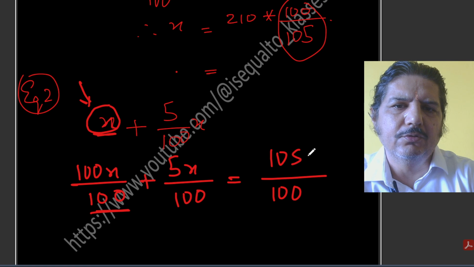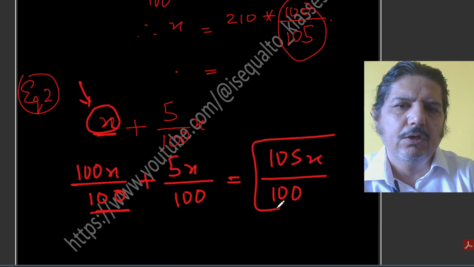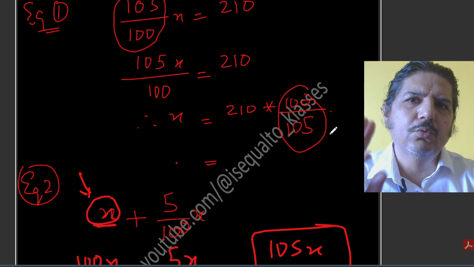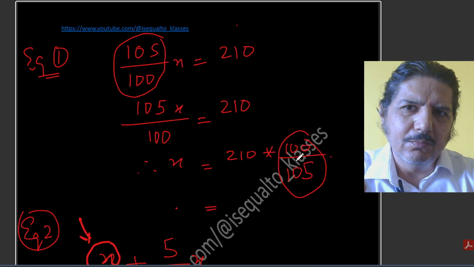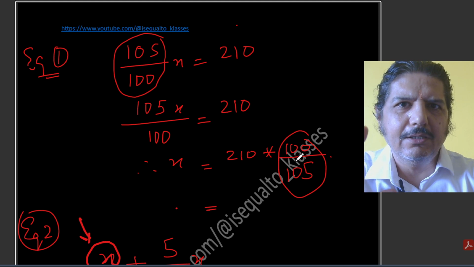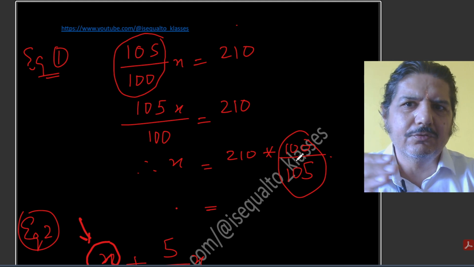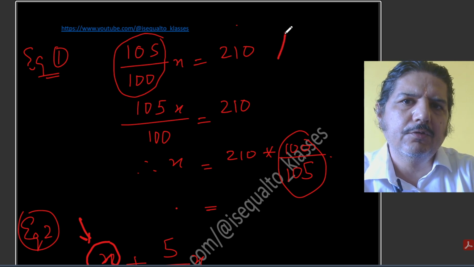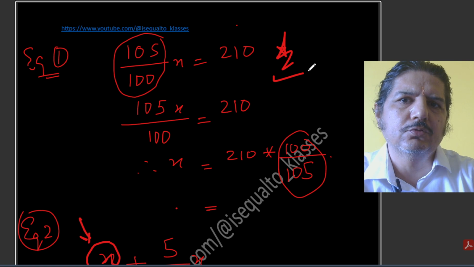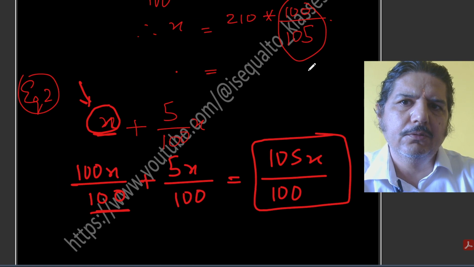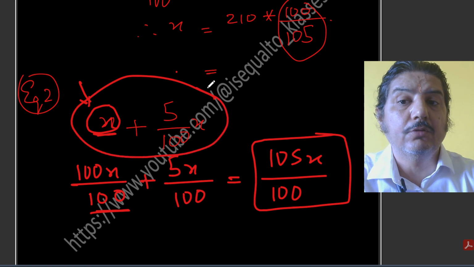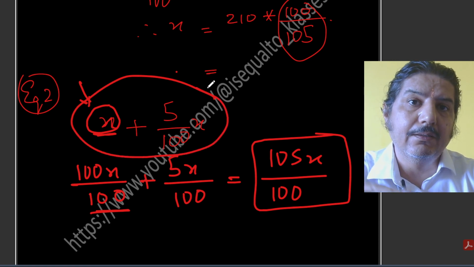This will be 105x. So what I'm trying to say is that these are the two kinds of equations that you should be very comfortable solving, because we will be solving them again and again. The first is to understand how to solve this kind of equation. The second is addition of these two algebraic terms.